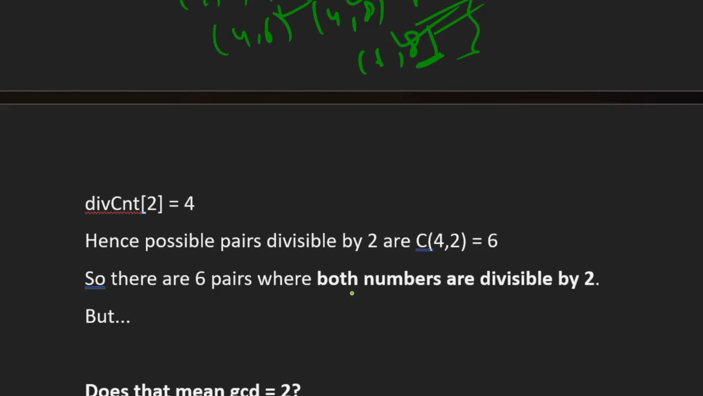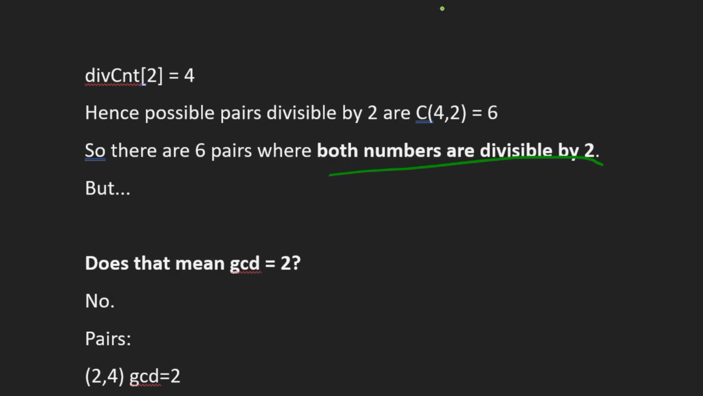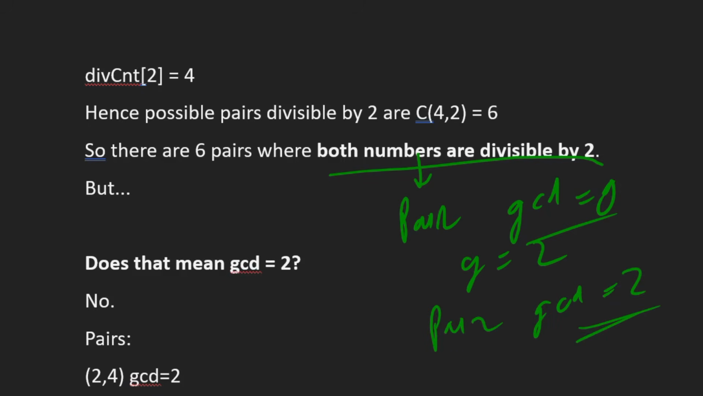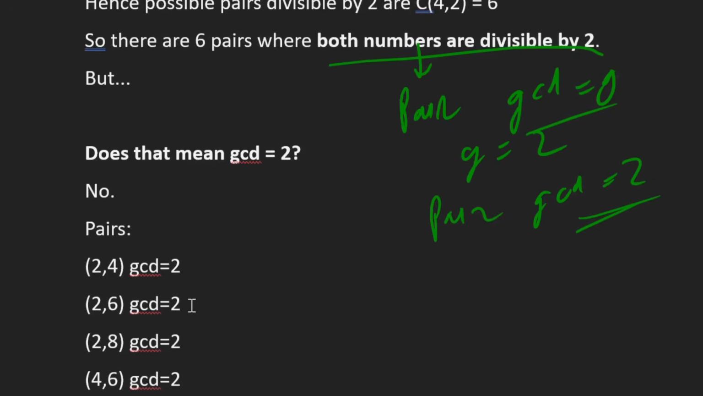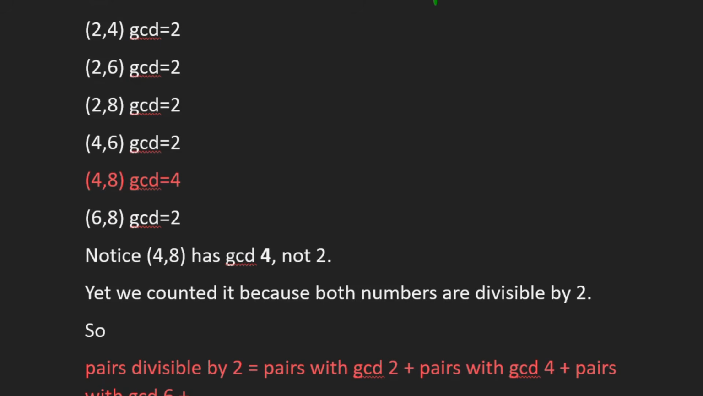So we have a total of 6 pairs in which both the numbers are divisible by 2, right? But what we are trying to find is the pairs where the gcd value is equal to g. Here our g is equal to 2, so we are trying to find the pairs where gcd is equal to 2. Let's see all the pairs. Do they all have gcd 2 only? The pair 2 comma 4, gcd is 2; 2 comma 6, gcd is 2; 2 comma 8, gcd is 2; 4 comma 6, gcd is 2.